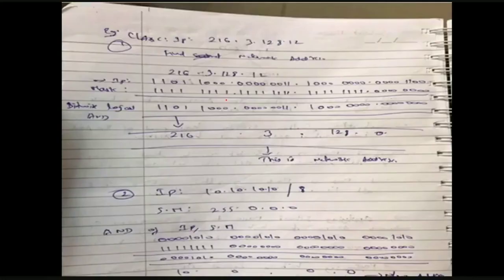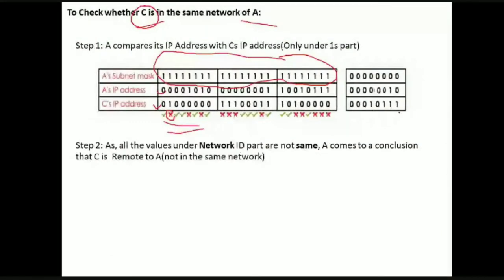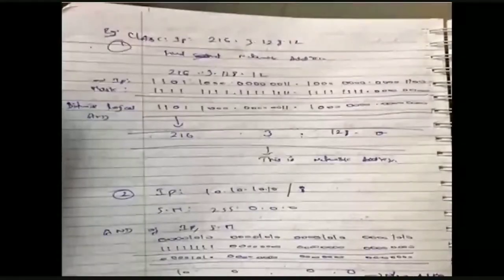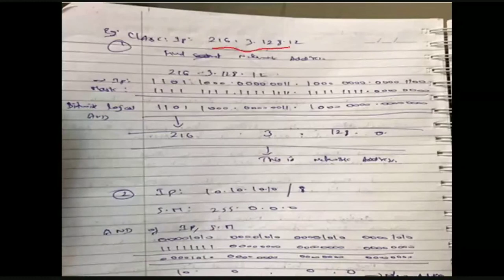Now, let us see some worked out examples to understand more about the subnet mask. I said that it compares the IP addresses of A and B and determines whether it is present in the same network or not, but this is the actual procedure. Let us take this IP address, 216.3.128.1. To which class does this belong? Class C. So for class C, what is the default subnet mask? 255.255.255.0.